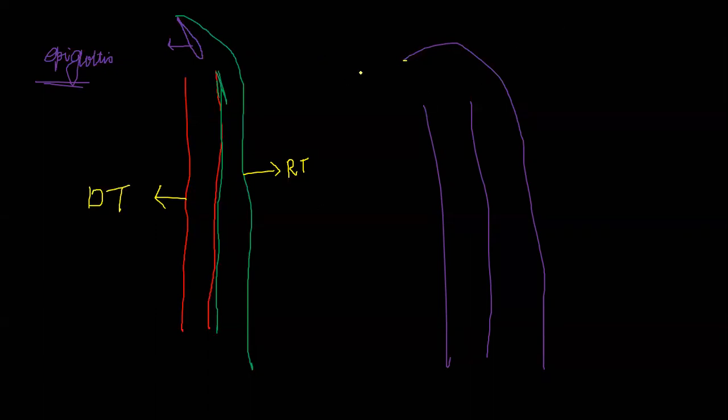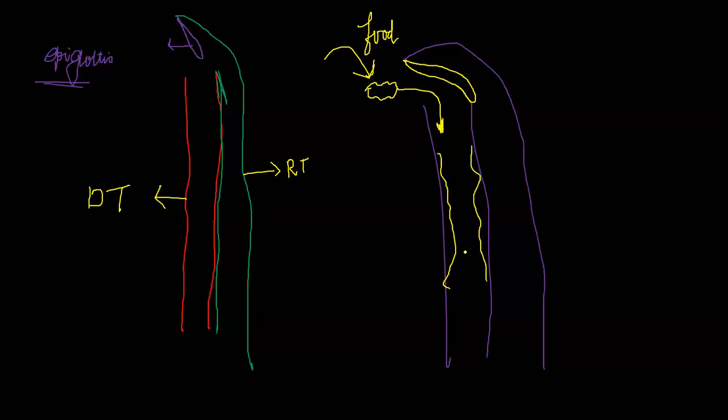So during the intake of food, what happens is that this flap of connective tissue just covers the respiratory tract. As the food comes, what happens? The food will enter into the digestive tract with the peristalsis movement, instead of going into the respiratory tract. Is it clear, everyone?